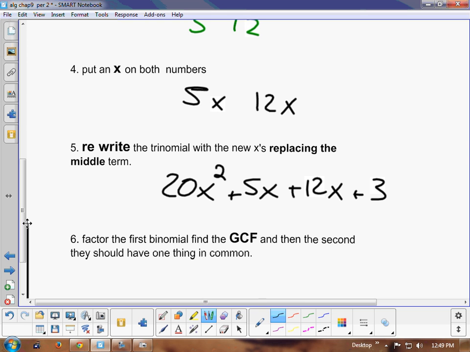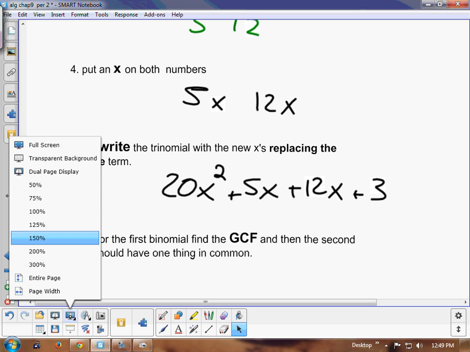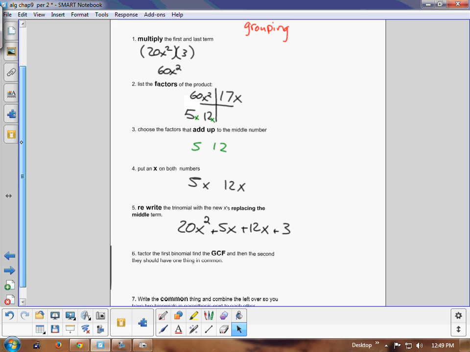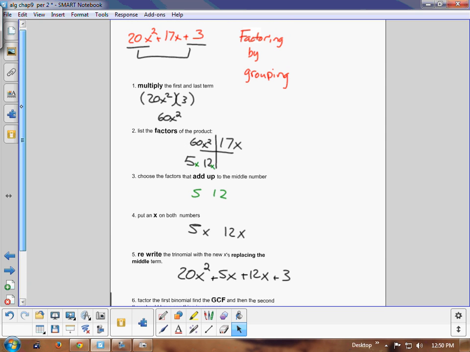So what just happened? So I started off with a trinomial. First of all, what's the difference between this trinomial and last night's trinomial? Yes, Micah.